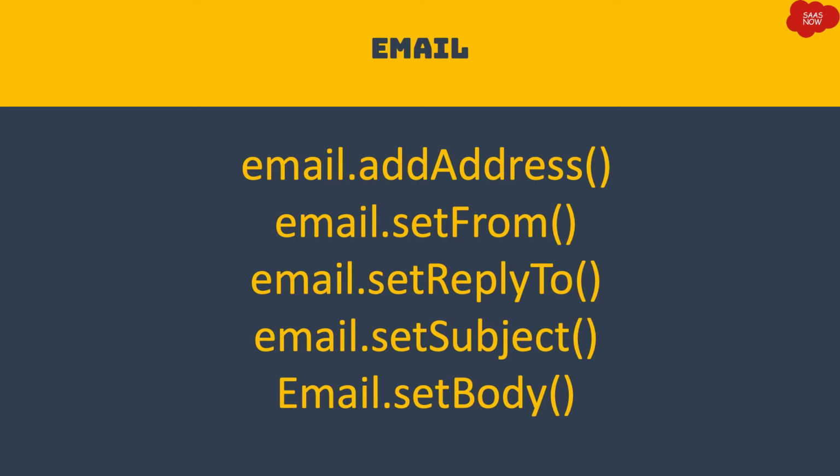Then we have email variable, which is an email outbound object and used with these methods to set some value in some of the fields. So these are the methods which you can see are used with the email object. You have methods like email.addAddress, which is used to set CC or BCC of the notification. Then you have email.setFrom, which is used to set from email address.